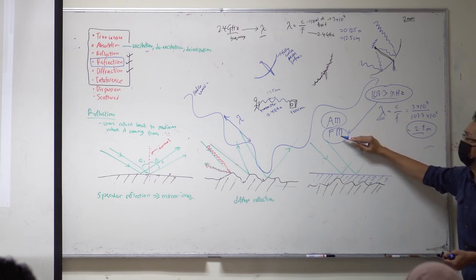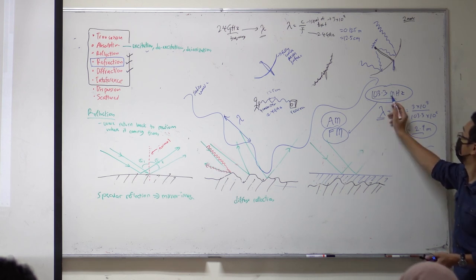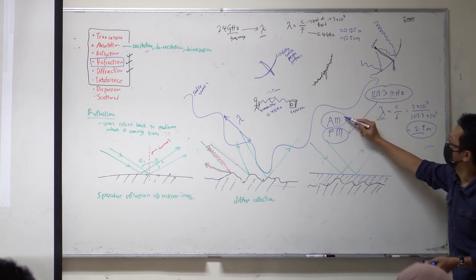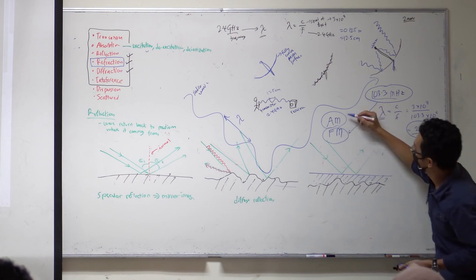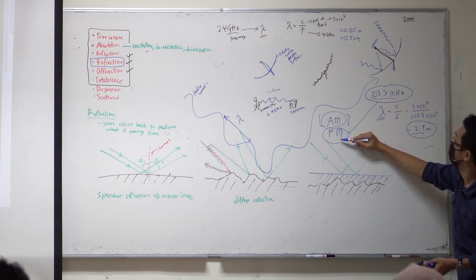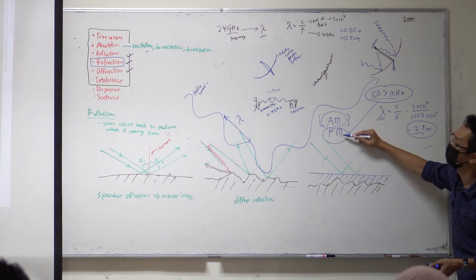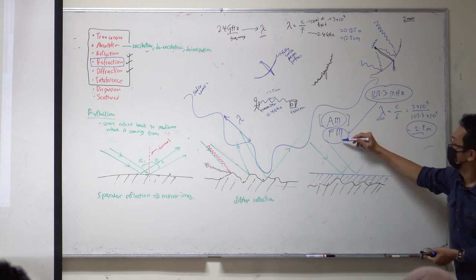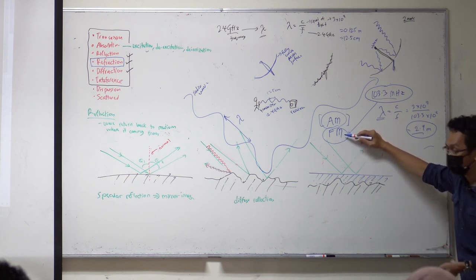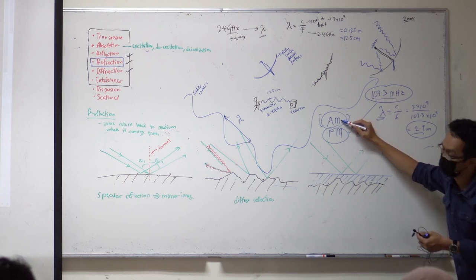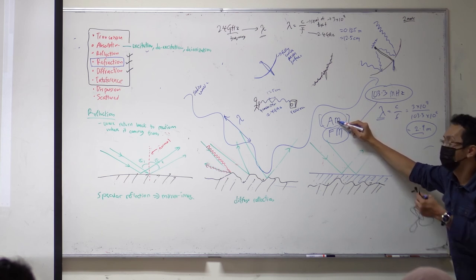Normally when you turn on the FM radio, they have frequency around megahertz like this. The AM radio has much lower frequency than this. I think my battery is already low, but you can check. Your FM radio has higher frequency than the AM radio. Because of that, the AM radio can go far.